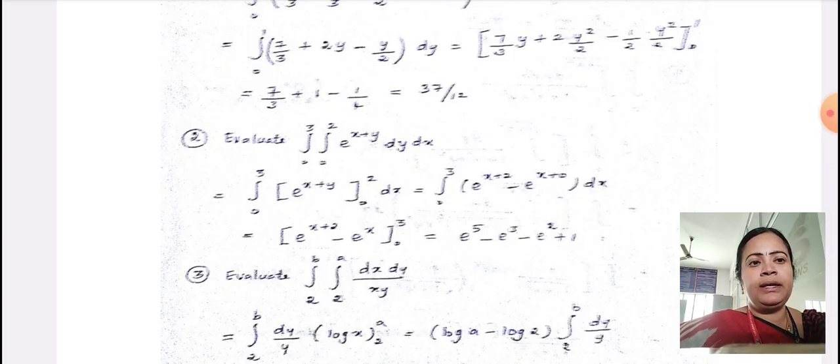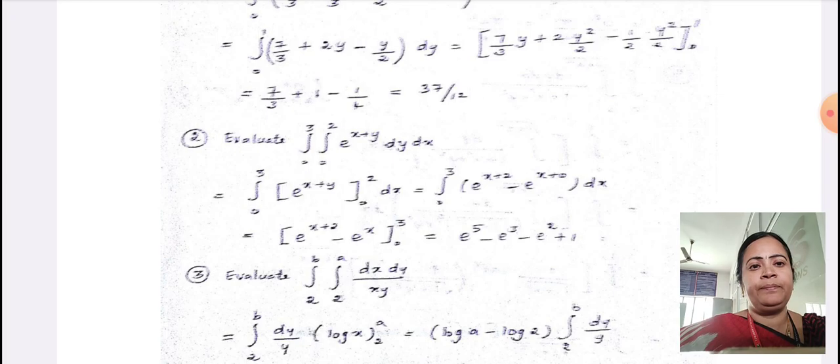So when you integrate this with respect to x, you get e power x plus 2 minus e power x upon the limit 0 to 3. When you apply the upper limit, so e power 3 plus 2 minus e power 3, minus the lower limit, e power 0 plus 2 minus e power 0. So the answer is e power 5 minus e power 3 minus e power 2 plus 1.